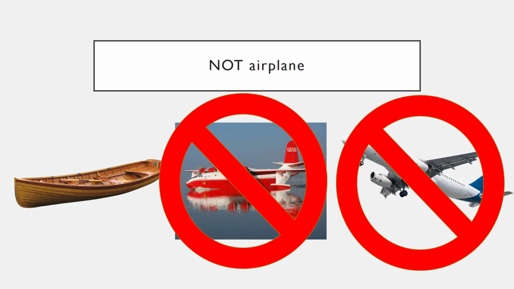Now for our boats and planes. We're looking for items that are not airplanes. The boat remains because it's not a plane. The boat plane is eliminated because while it's a boat, it's still a plane. The plane is eliminated because it's a plane.